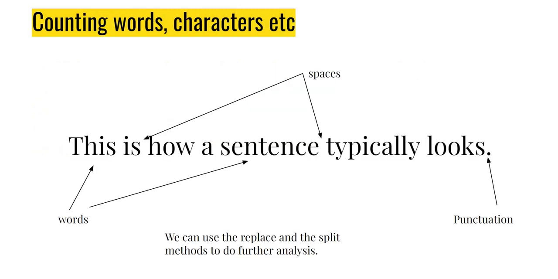Before we move forward, however, let's understand how typically a sentence looks. Well, a sentence is almost always words separated by spaces, and then finally there's a punctuation. So, for example, words, spaces, and punctuation. Now, you might wonder, you could very well have more complex sentences with commas and so on. Definitely, you can, and you can analyze those as well, but the principles remain very similar. So, I'm just going to limit the discussion to this sentence. What we'll see is that we will use the replace and the split methods to do further analysis. Let's see how we do that.